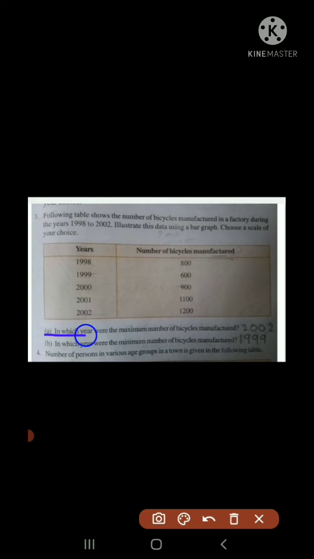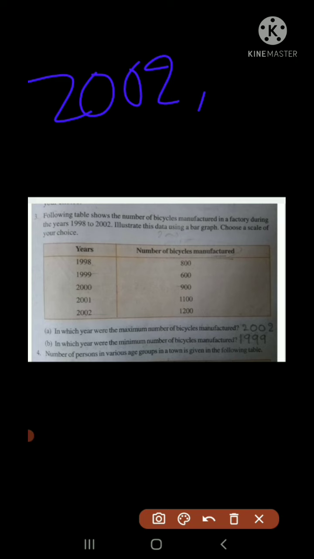A part: in which year were the maximum number of bicycles manufactured? So 1200, in the year 2002. And I will also tell you how to compare it with the bar graph. B part: in which year were the minimum number of bicycles manufactured? So it is here, 1999, 600. So what are our answers? Let me know. 2002 for A part and 1999 for B part.